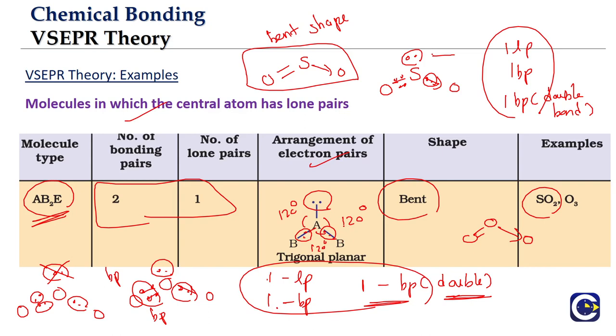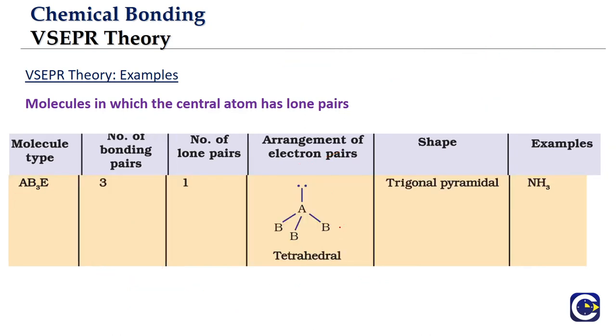We are having how many valence electron pairs here? We are having 3 valence electron pairs. So 2 are the bond pairs and 1 is the lone pair. Now we'll go to the next example of 4 valence shell electron pairs. The 4 valence shell electron pairs, 3 are bond pairs and 1 is the lone pair.